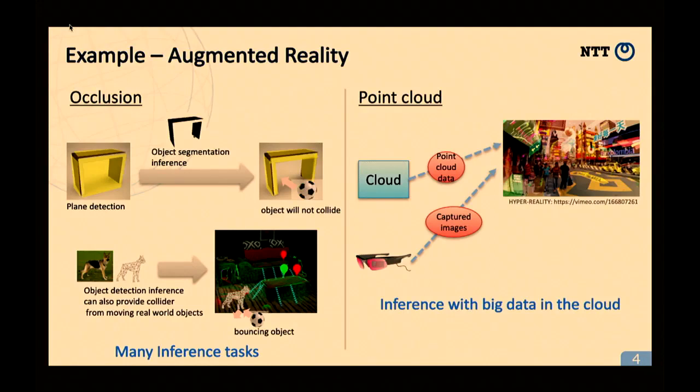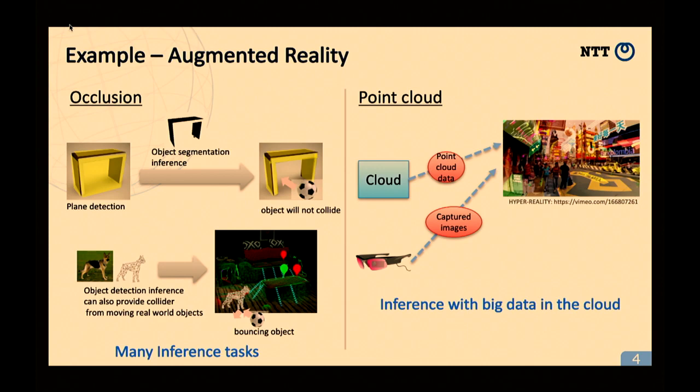These are examples of AR applications, which my team is working on, and they are very effective for offloading to the edge. Occlusion is important because it is necessary to move virtual objects naturally for AR, but it needs a lot of inference tasks. For example, plane detection, segmentation, and mesh data generation, and so on. And if there are many objects in the images, devices will be very busy.